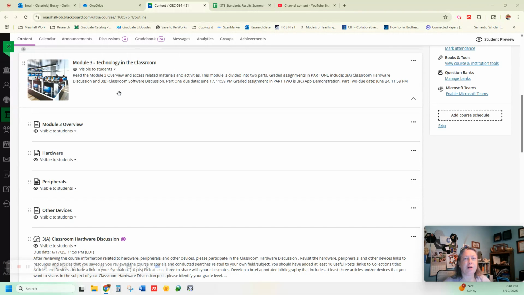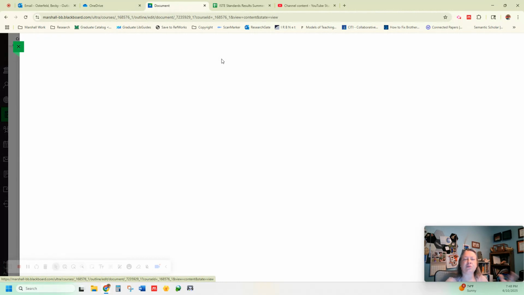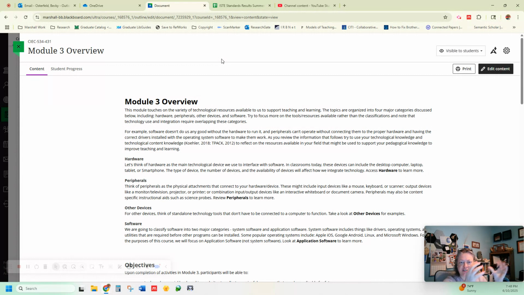So, a couple reminders first for this week. We're headed into Module 3, which is split into 2 parts. In the first half, due next Tuesday, you have 2 major discussions, the hardware discussion and the software discussion. For each of those, when you look at them in the overview, it will explain what's included in those designations.